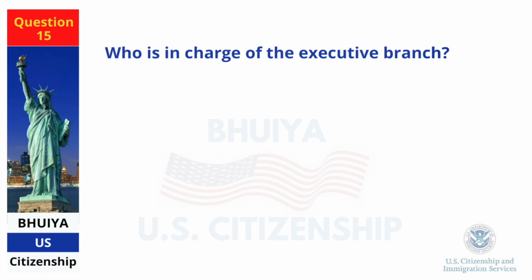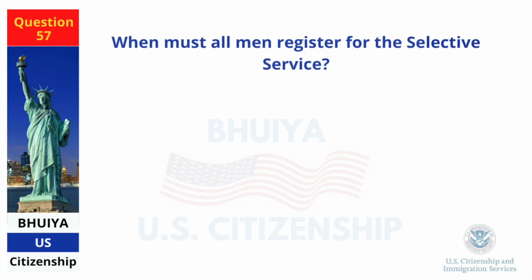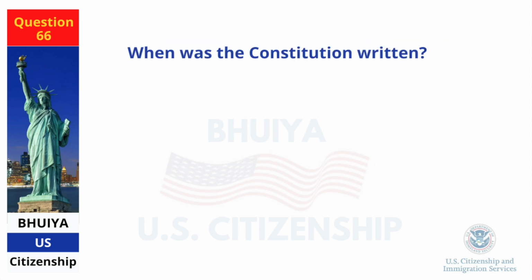Who is in charge of the executive branch? The president. When must all men register for the Selective Service? At age 18. When was the Constitution written? 1787.